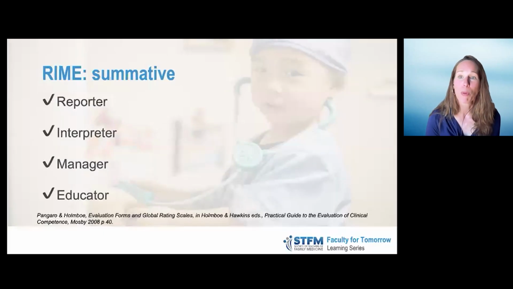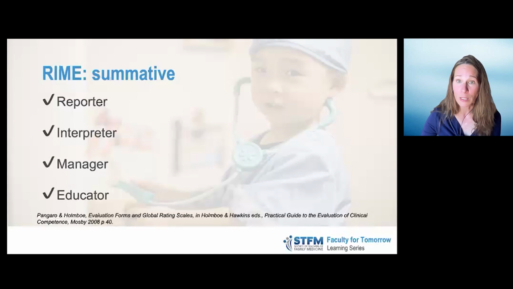A learner at the reporter level can hear information from the patient, but doesn't really synthesize very much, and that learner does not yet recognize what is clinically relevant. This would typically be more representative of a student who is at the shadowing phase of their learning trajectory.